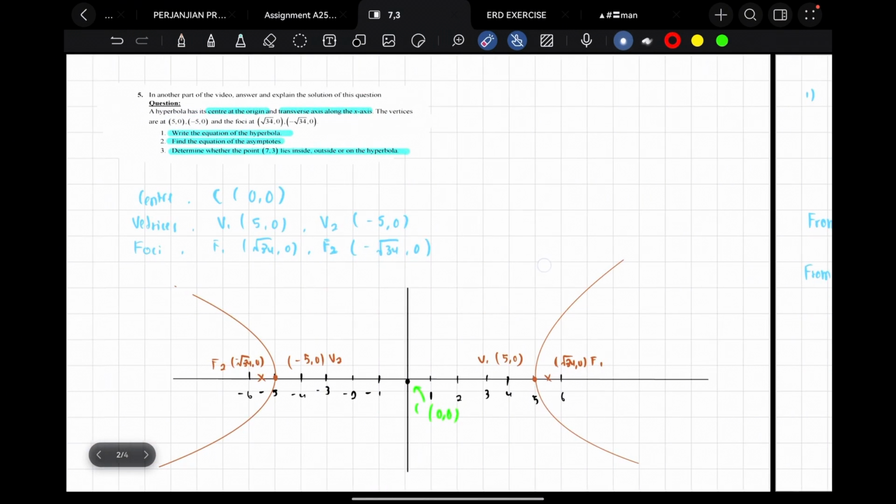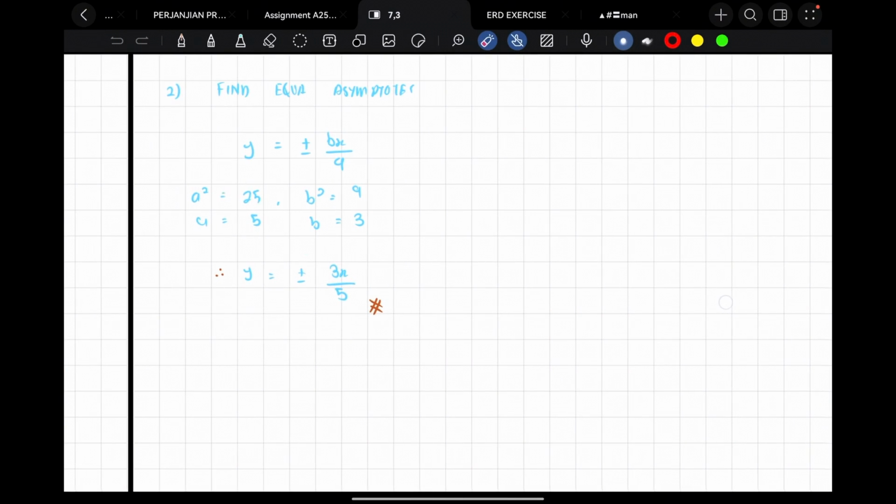Now we move on to the second question, which is to find the equation of the asymptotes. The equation for the asymptotes is y equals plus minus bx divided by a. We have a squared and b squared, so we take the square root and get a equals 5 and b equals 3. Substituting into the equation, we get y equals plus minus 3x divided by 5. So this is our equation for the asymptotes.